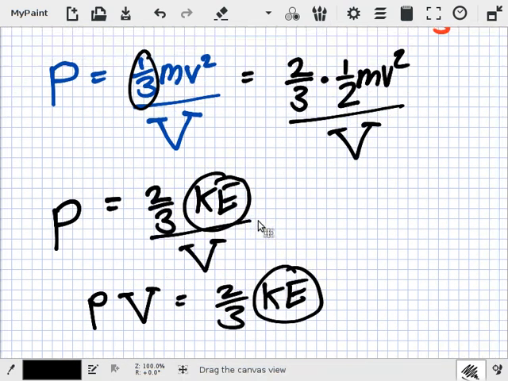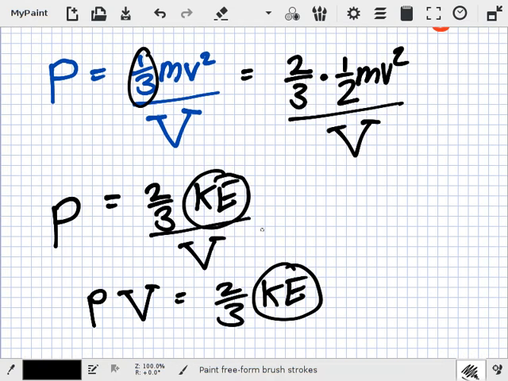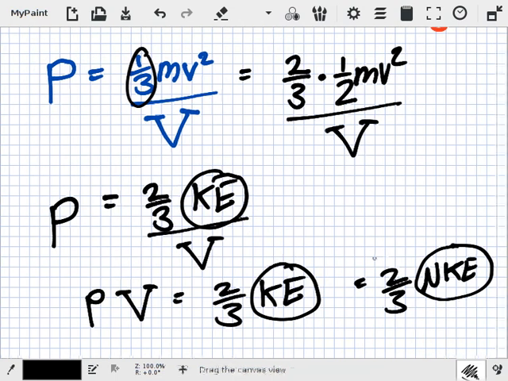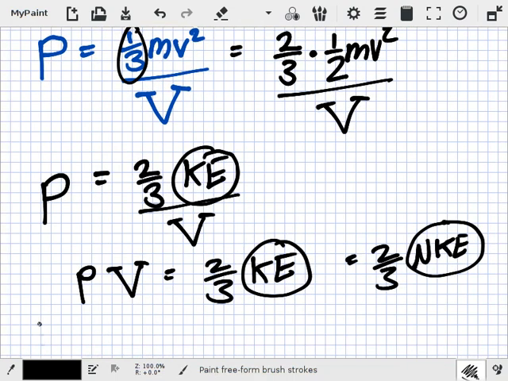What change would I have to make? Just times n, isn't it? 2/3 n times the kinetic energy. Okay? So this is just going to be the total kinetic energy. So I'll just write it as PV equals 2/3 total kinetic energy.